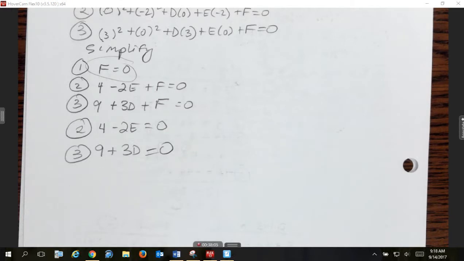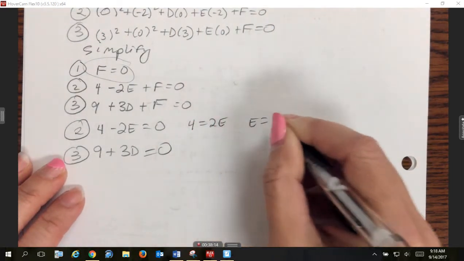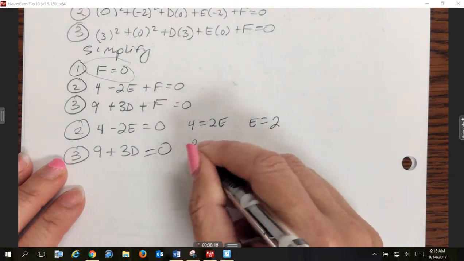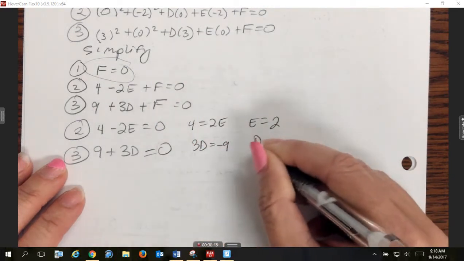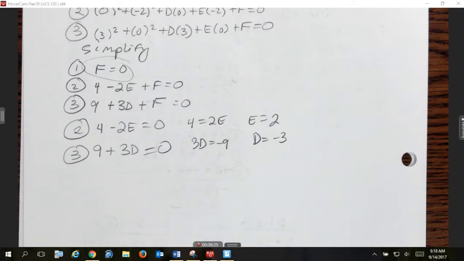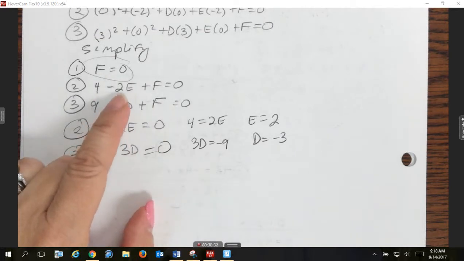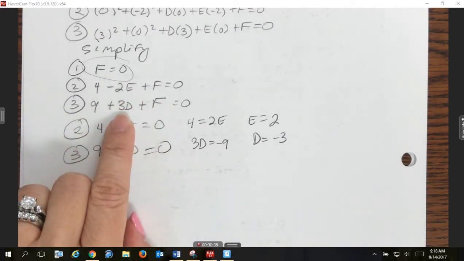And what do we notice about equation 3? One variable, I can already solve for D. So I'm just going to solve for E and solve for D. So E is 2. And D is negative 3. We can check it, but you're basically just plugging in 0 and 2, or 0 and negative 3 into the previous step, which I hope we haven't made any mistakes.